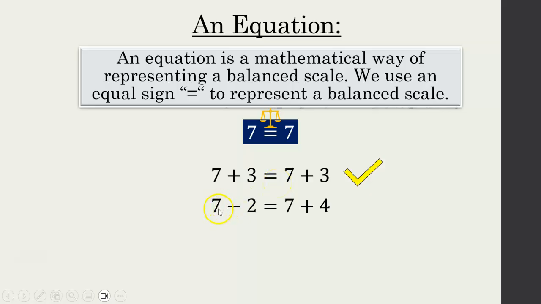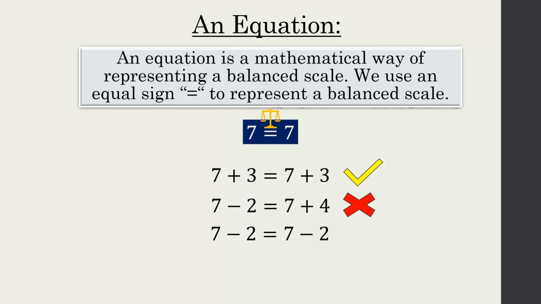What about this? 7 minus 2 is equal to 7 plus 4. Is that correct? Well, no. Think about it. 7 minus 2, that's going to be 5. What about 7 plus 4? That's 8, 9, 10, 11. So is 5 equal to 11? If I have 5 apples on one side, is that equal to 11 apples? No, that's not. It's not balanced. An equation is supposed to be a balanced weighing scales. It's not balanced. It's not an equation.